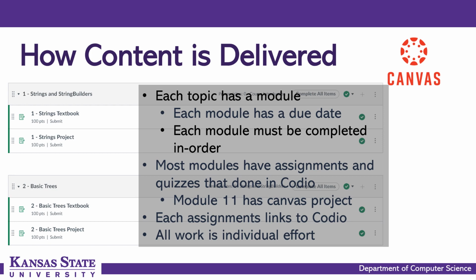Each topic has a module. The module has a due date, and they must be completed in order. Most modules have assignments and quizzes that are going to be done in Codio. In other words, each assignment will be linked to a Codio project, except Module 11, which is going to be through Canvas. All work is individual effort.